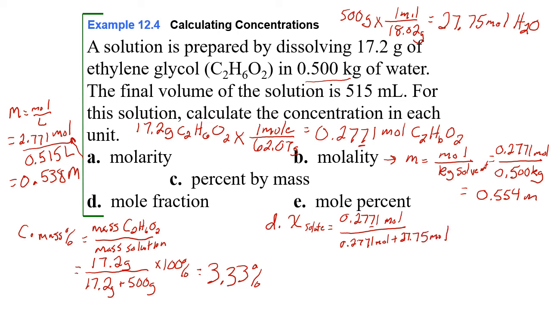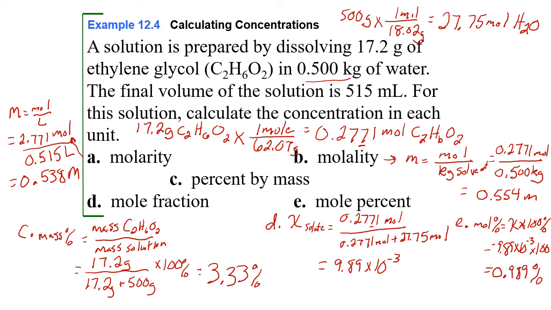And so our mole fraction ends up being 9.89 times 10 to the minus third. Again, no units for this because it is a mole fraction. We want to find mole percent. Then we take that mole fraction times 100 in order to change it into a percentage. So 9.89 times 10 to the negative third times 100. And so our mole percent is 0.989%.